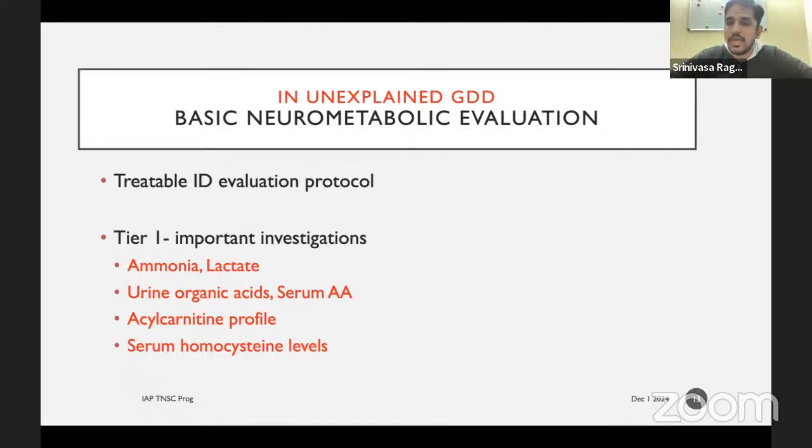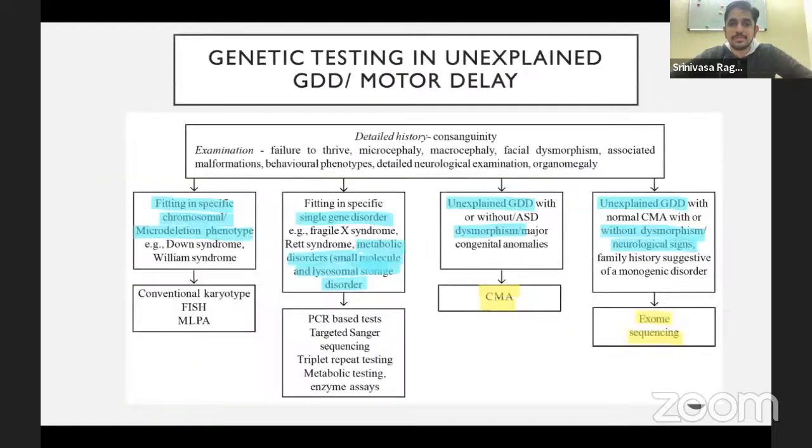It may not be ideal for older children. So do not go only by the tandem mass spectroscopy of dried blood spot. Rather, you can ask for ammonia, lactate, urine organic acid, serum amino acid, where possible a serum acylcarnitine profile, and serum homocysteine levels, because many common, immediately remediable metabolic disorders can be picked up just by these investigations.